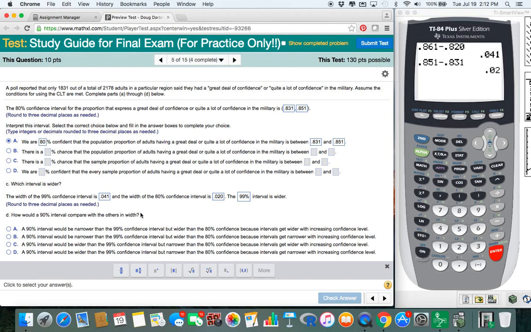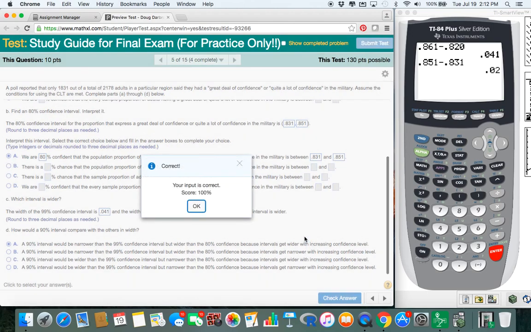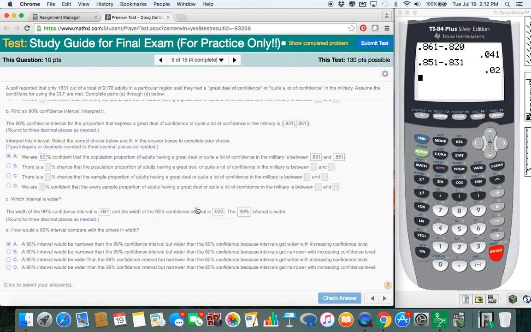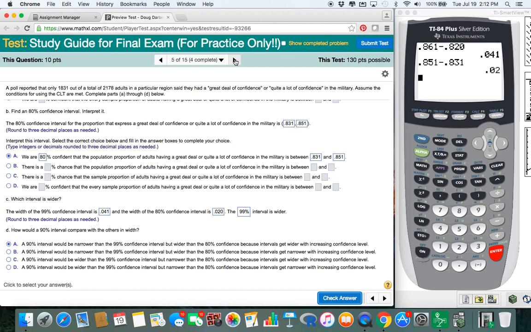So how would a 90% interval compare? Well, the 90% interval would be narrower than the 99, but wider than the 80, because intervals get wider with increasing levels of confidence. All right, gang, this is going to take a while, isn't it?